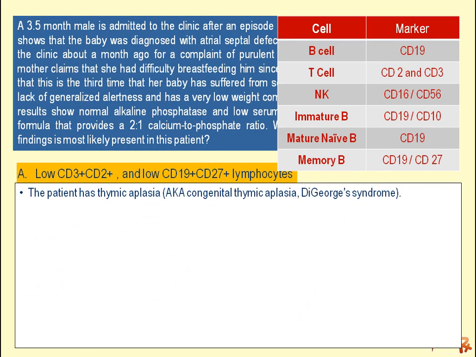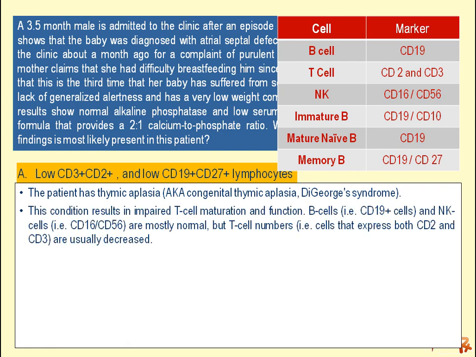As I said, the patient has thymic aplasia that is also known as congenital thymic aplasia or DiGeorge's syndrome. This condition results in impaired T cell maturation and function. B cells, or CD19 positive cells, and natural killer cells that have CD16 and CD56 are mostly normal, but T cell numbers, the cells that express both CD2 and CD3, are always decreased.